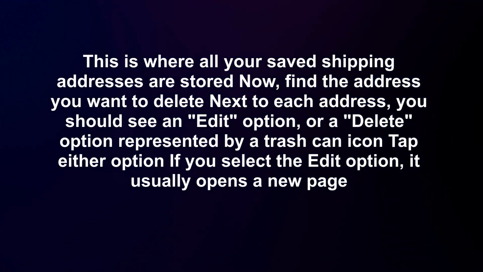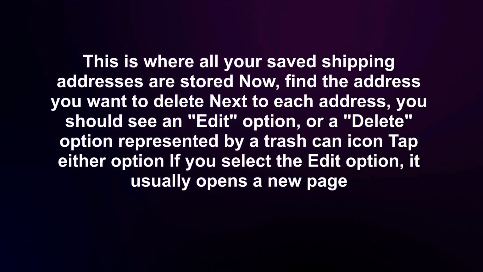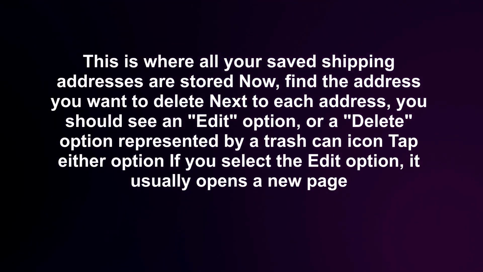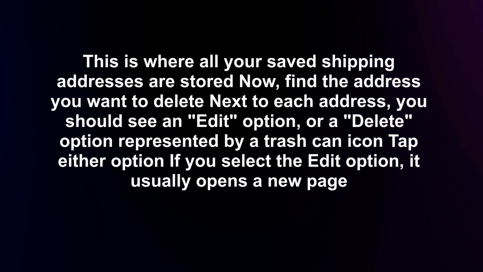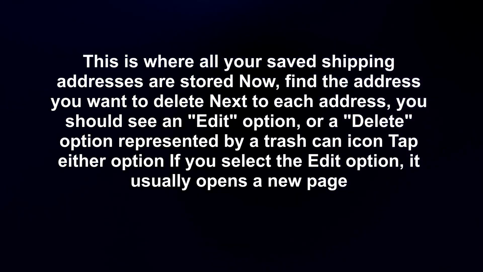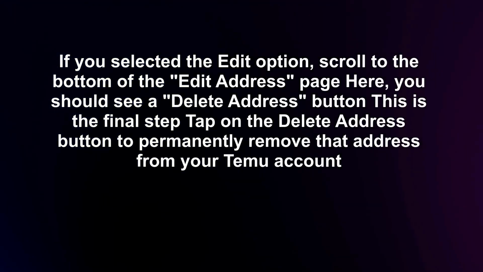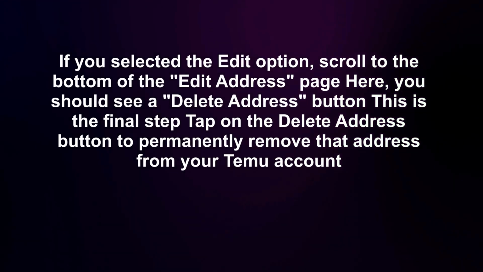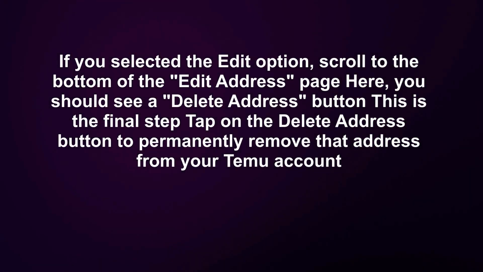Now, find the address you want to delete. Next to each address, you should see an edit option or a delete option represented by a trash can icon. Tap either option. If you select the edit option, it usually opens a new page. If you selected the edit option, scroll to the bottom of the edit address page. Here, you should see a delete address button.